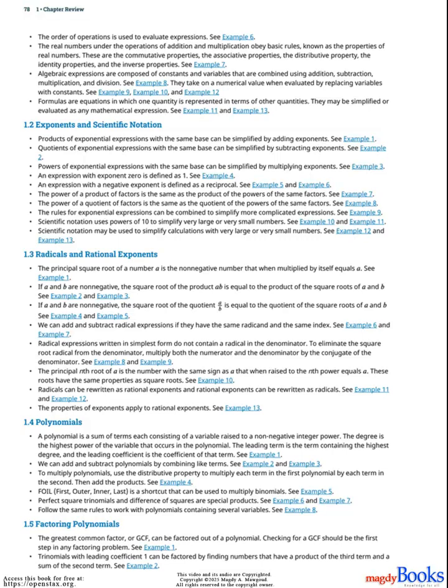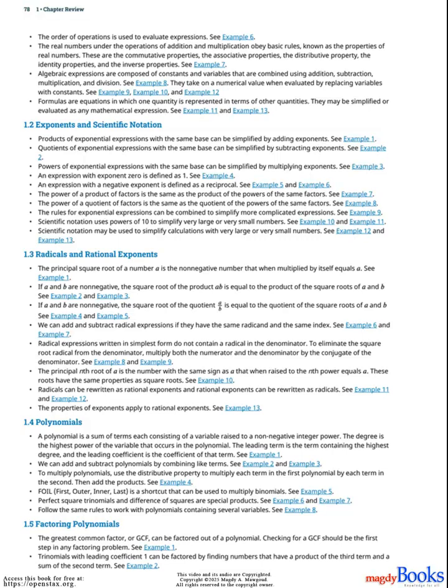1.4. Polynomials. 1.4.1. A polynomial is a sum of terms each consisting of a variable raised to a non-negative integer power. The degree is the highest power of the variable that occurs in the polynomial. The leading term is the term containing the highest degree, and the leading coefficient is the coefficient of that term. See example 1.